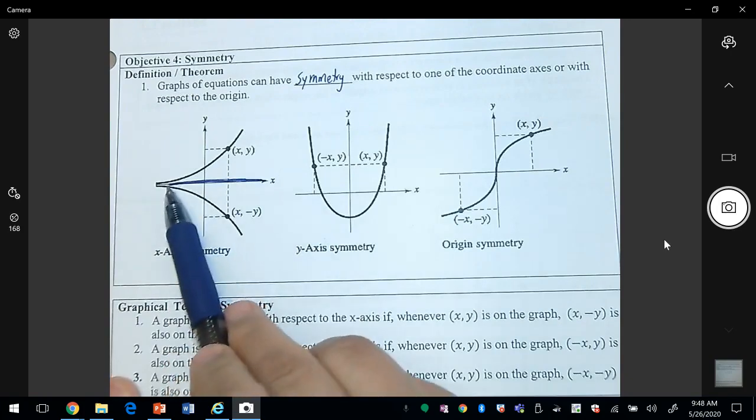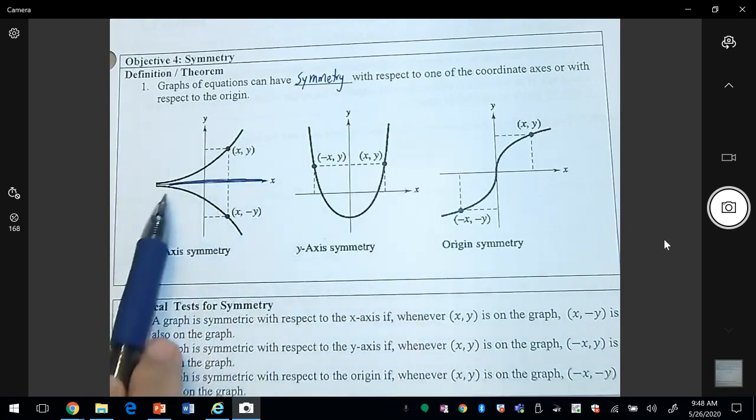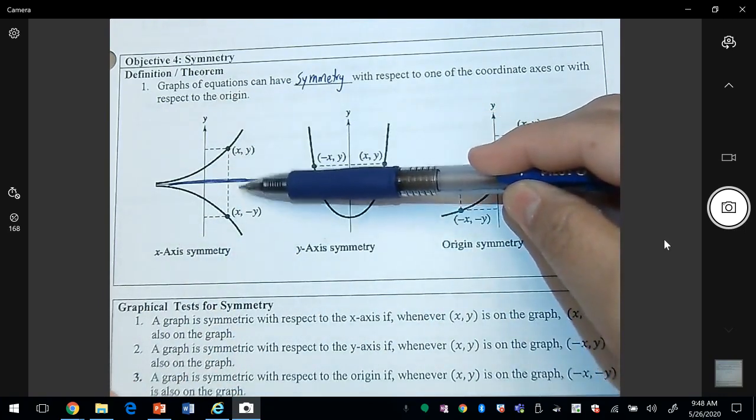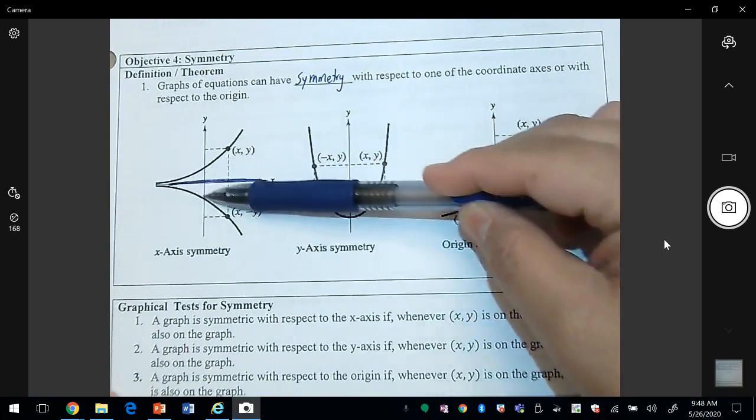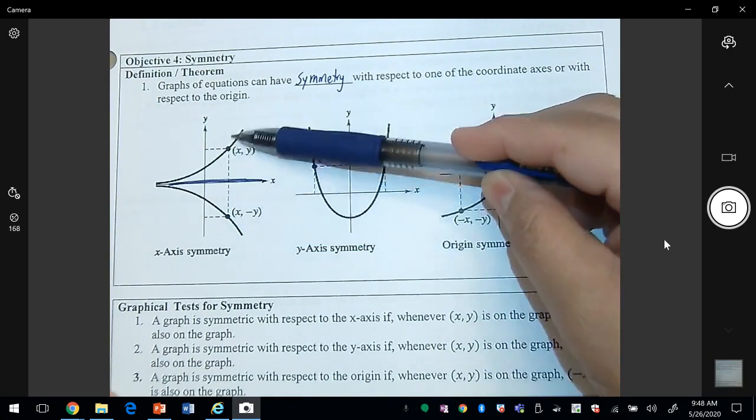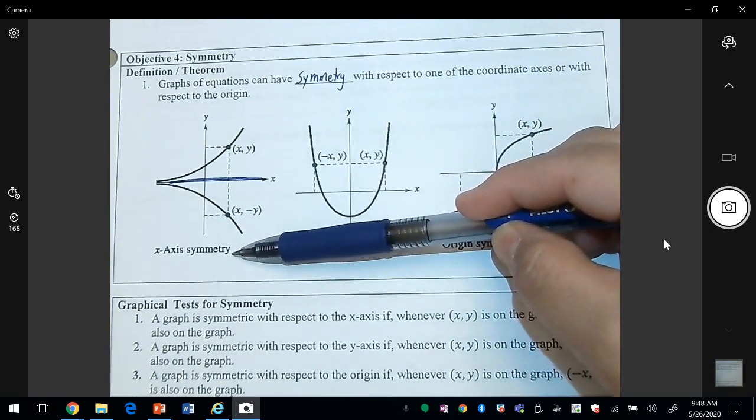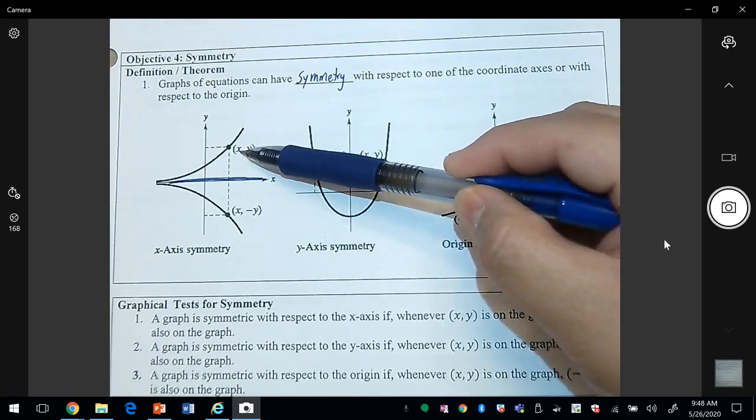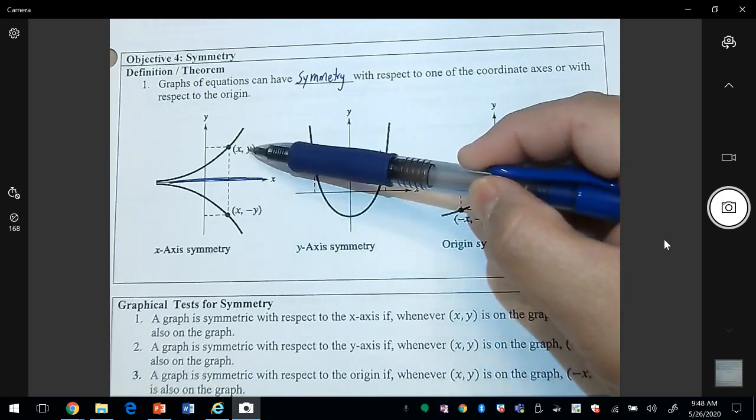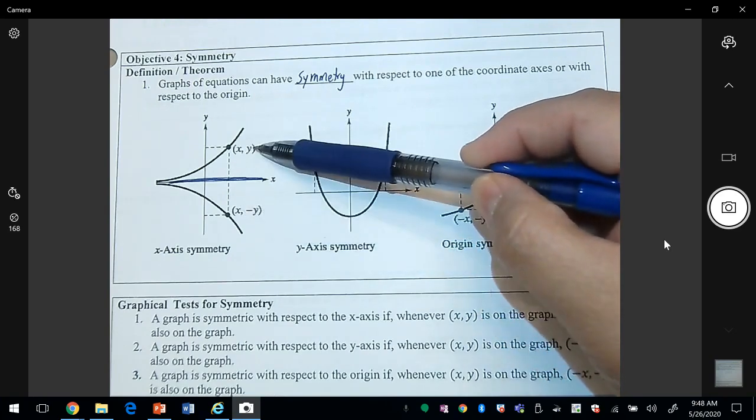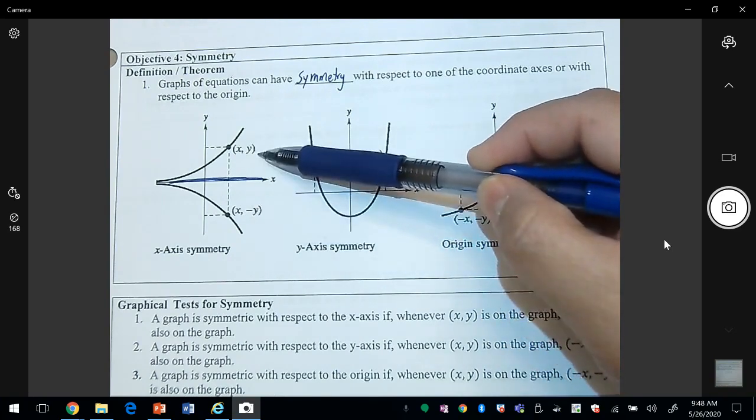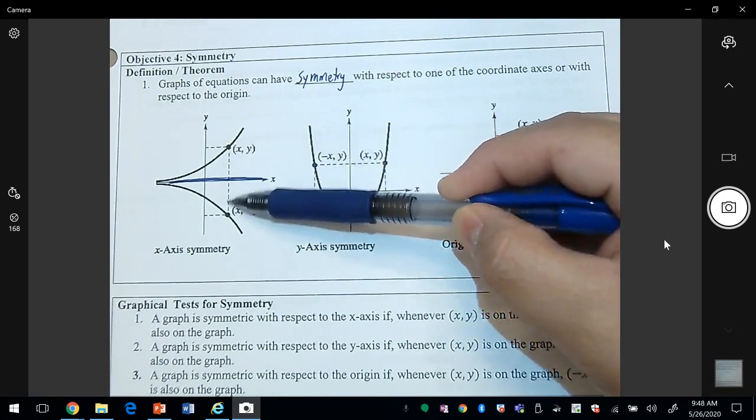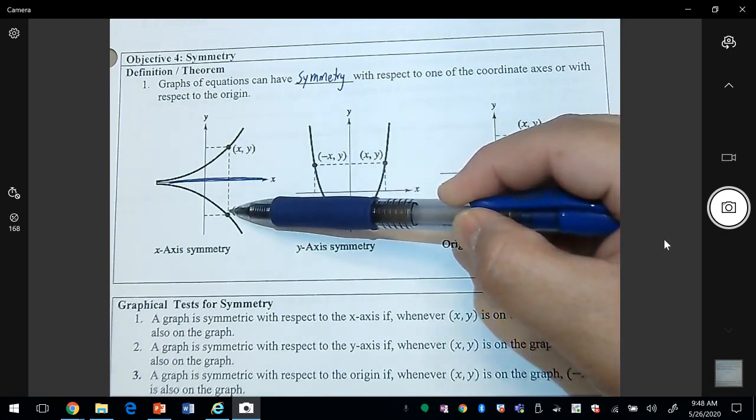And so if you notice above, you have part of the graph and then below you have another part. If I was to flip the graph over, then this part is going to land on top of this part of the graph. If that happens, then we say that the graph has x-axis symmetry. And another thing to highlight here is notice that the x variable stays the same. But what happens with the y is that it gets the opposite sign. So it went from positive to negative. But if we fold the paper, this point will land on top of this one.